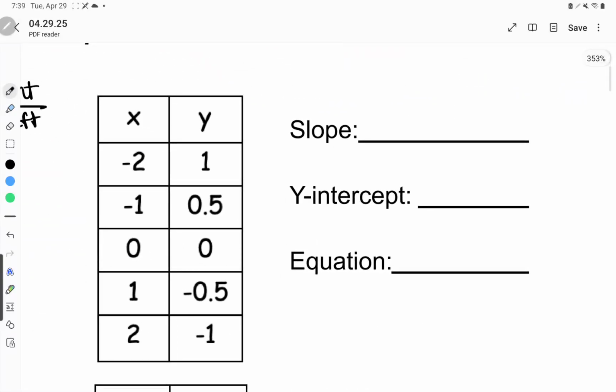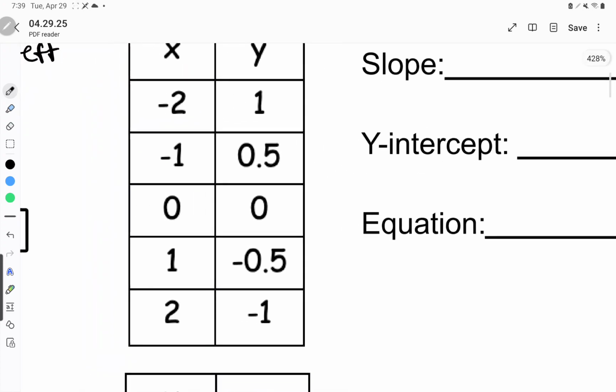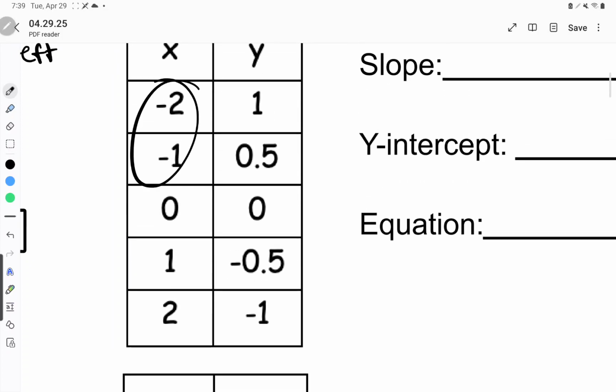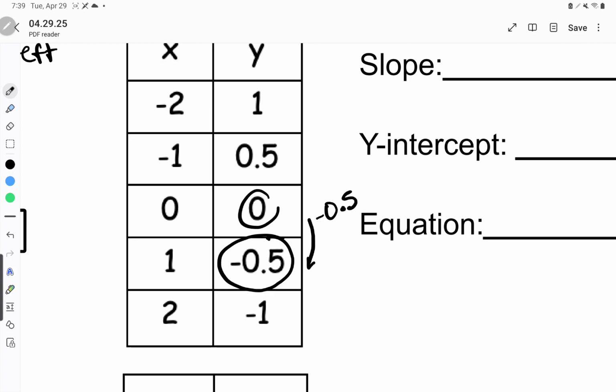Okay, for the next one, same thing. It's the first thing we do when we just see a table. We draw some arrows. So I, once again, see some negatives right here, but I also see some negatives right here, so it's really just whatever negatives you prefer to think about. I'm going to think about these negatives. What do we do on the right side? We take the bottom number, and then we subtract it from the top number, so we have negative 0.5 minus 0. And if we subtract 0 from anything, that's going to give us the same number, so we have negative 0.5 on the right side.